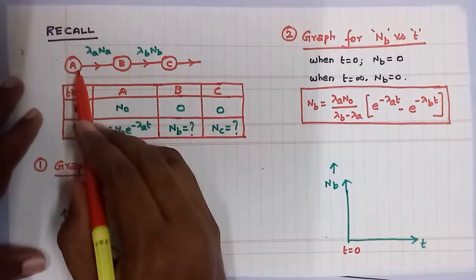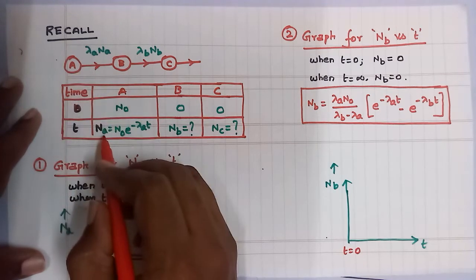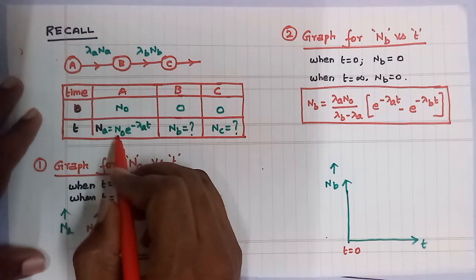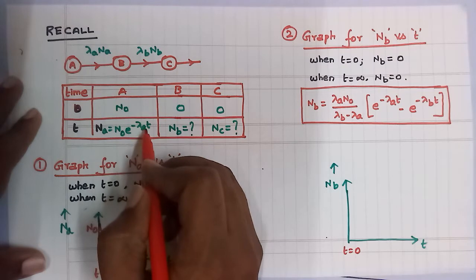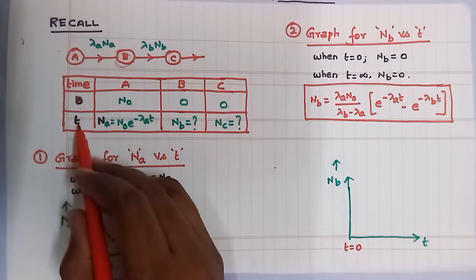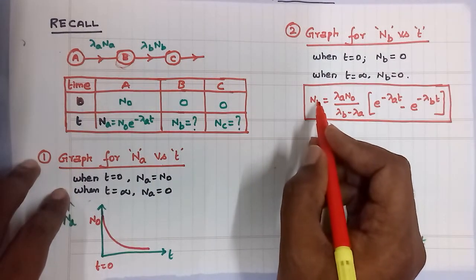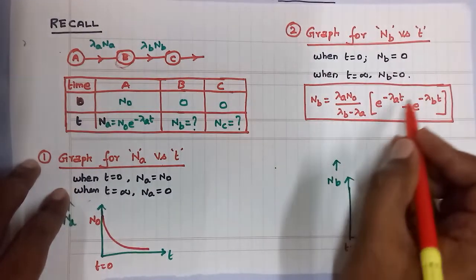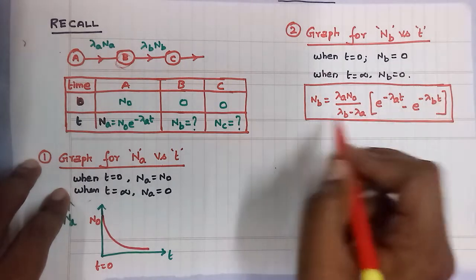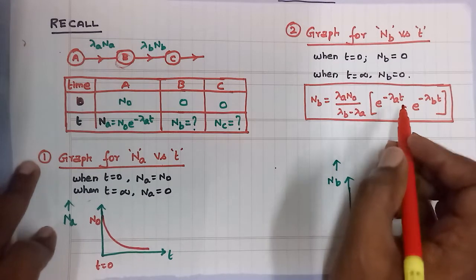At any instant of time t, the total number of atoms of A is given by the relation N0 e power minus lambda A t. At the same instant of time t, the total number of nuclei in element B is given by this relation that we already discussed in the previous video.